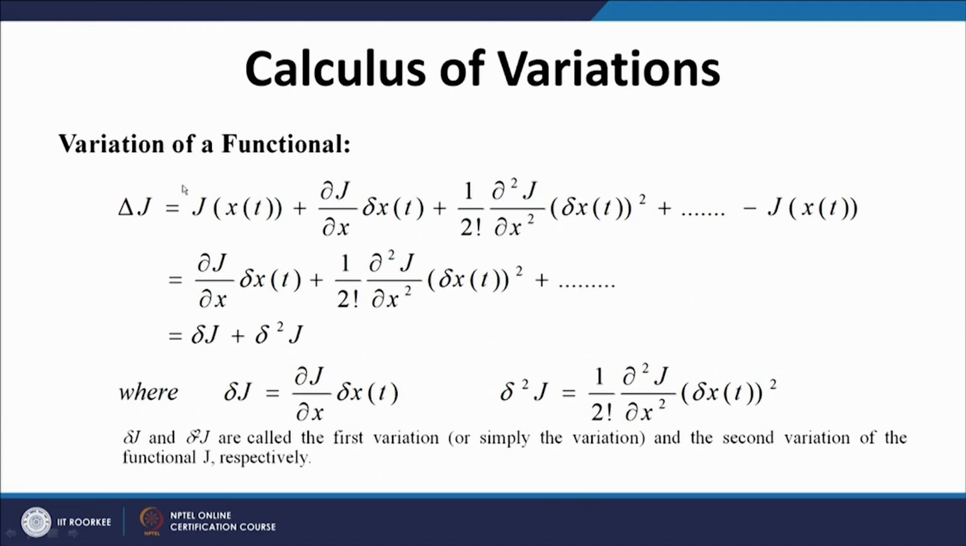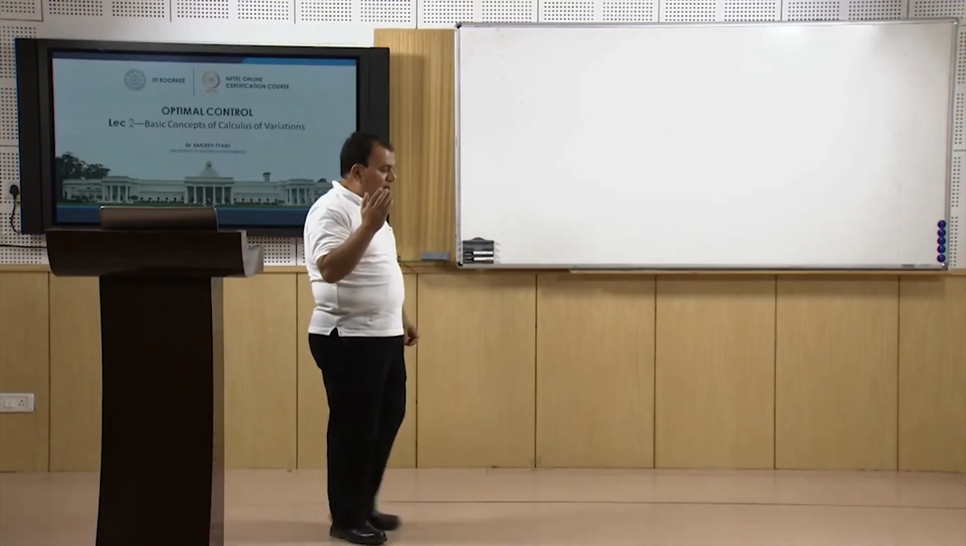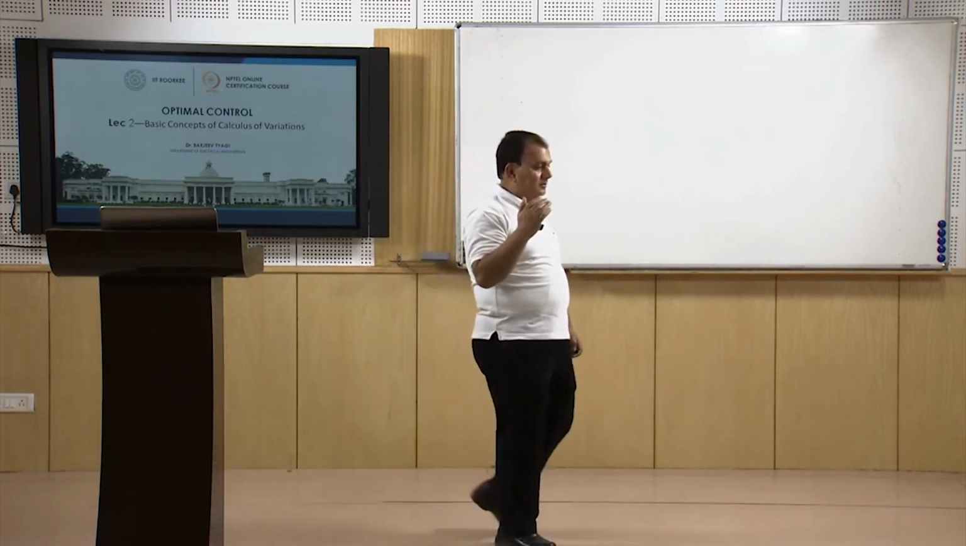So, in the increment of j, what will be the sign of delta j? If my first variation is not 0, then its sign will be governed by the sign of my first variation. Suppose the first variation is 0, then the sign of delta j is governed by my second variation.